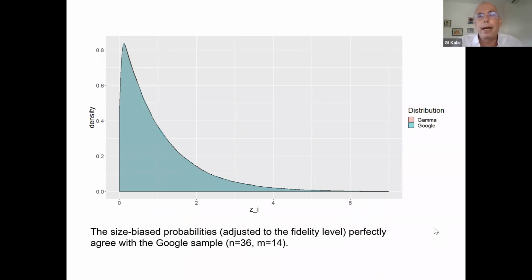And here again, taken from the Google data, we see a remarkable agreement for the size bias probabilities. They are also adjusted to the fidelity level between the theoretical gamma 2, 1 distribution and the empirical data.